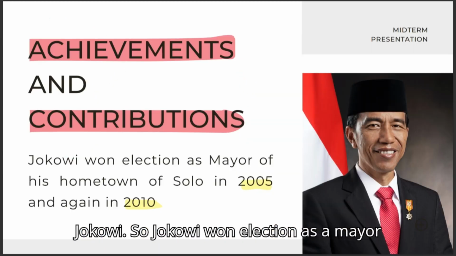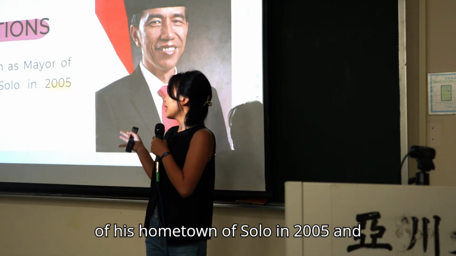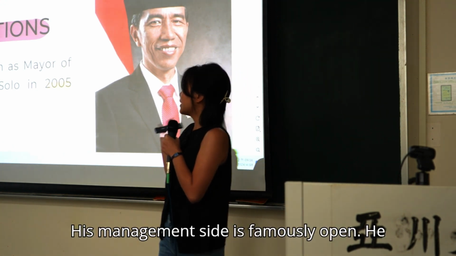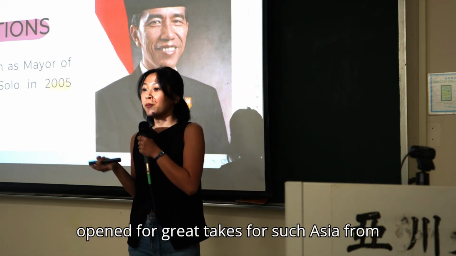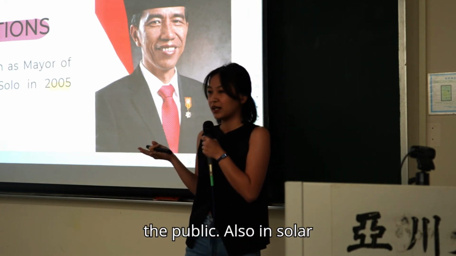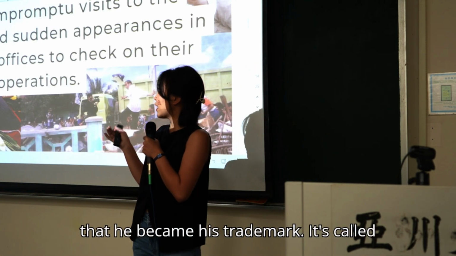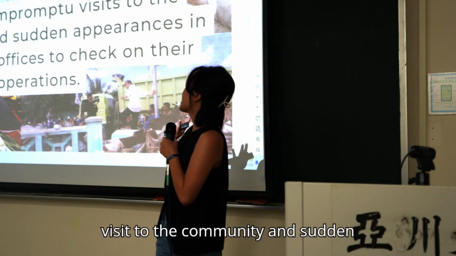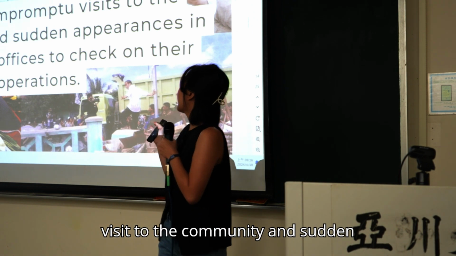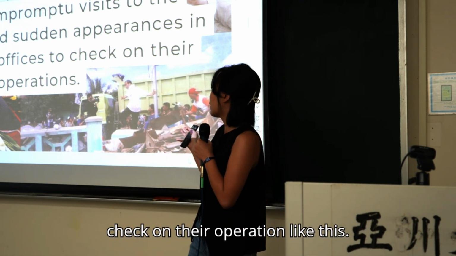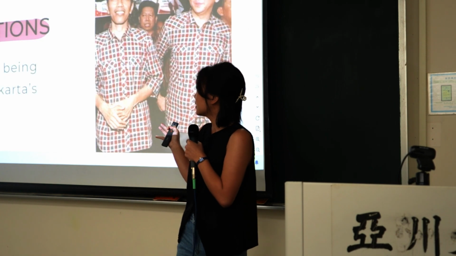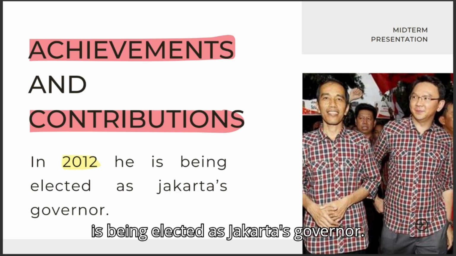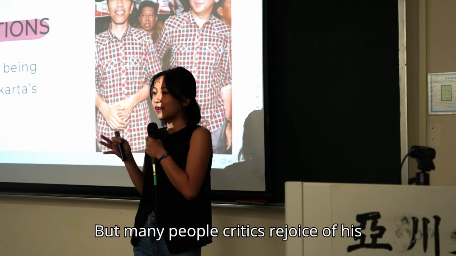So Jokowi won election as mayor of his hometown of Solo in 2005 and again in 2010. His management style is famously open. He was open to critics and to suggestions from the public. It was also in Solo that he began his trademark, called Blusukan. So Blusukan is impromptu visits to the community and sudden appearances in a government office to check on their operation. Like this.